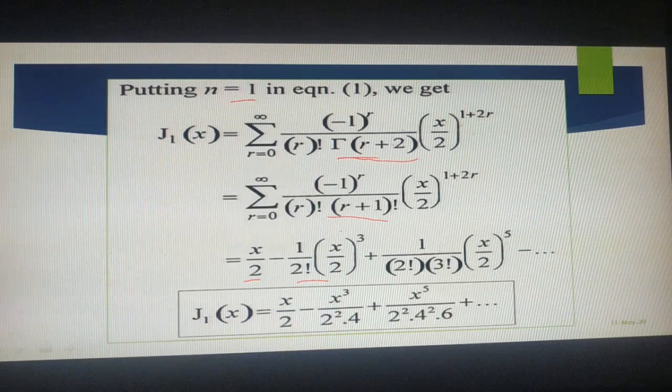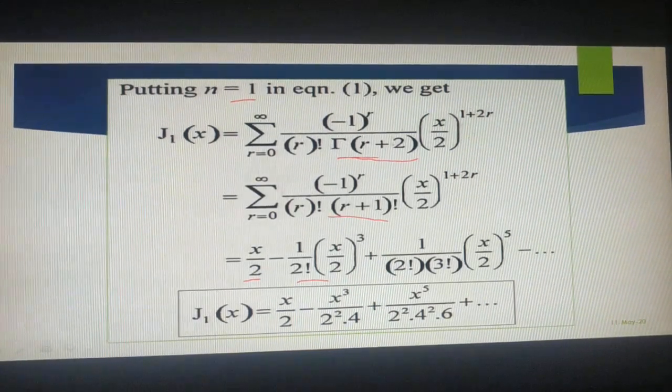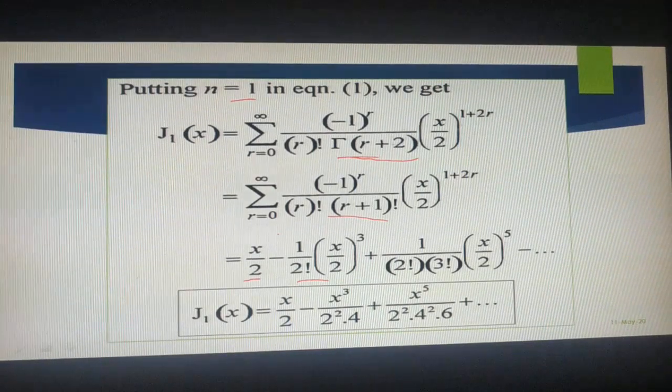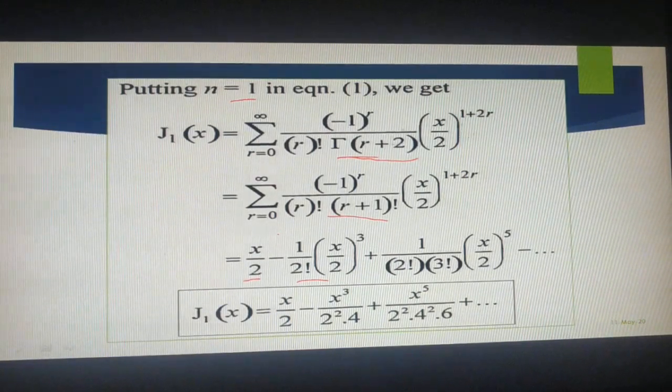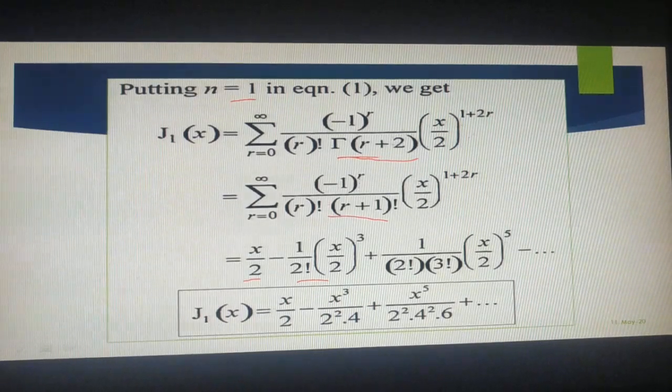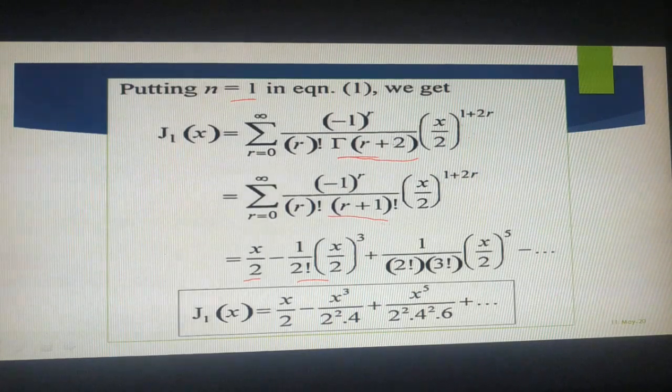Similarly, please write at least 3 terms. If you take r is equal to 2 this time, what will we get? Minus 1 whole square, that will be plus, and 2 factorial into 3 factorial, x by 2, 1 plus 2r, with r value 2, so it will be 5, x by 2 whole to the power of 5.